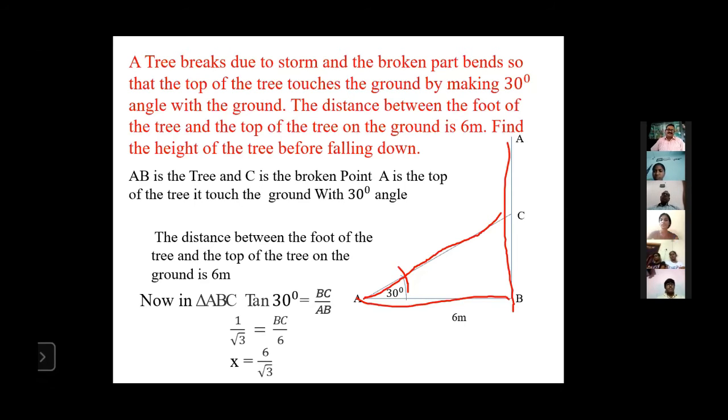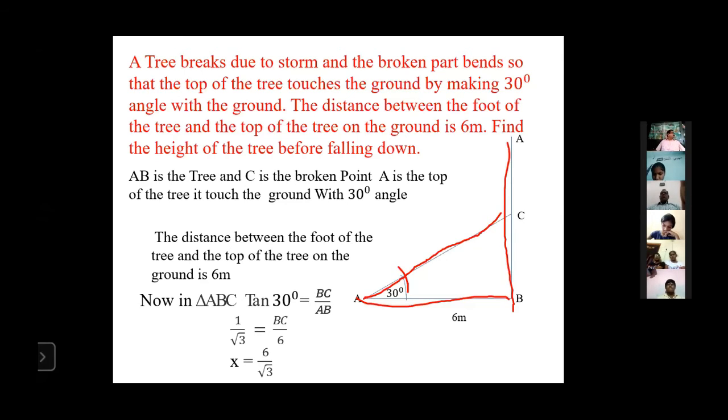Thank you, sir. So for this angle, AB is the adjacent side and AC is the hypotenuse. It means adjacent by hypotenuse. What is the trigonometric ratio we use for adjacent by hypotenuse? Cos theta. Yes, you are right. Cos 30 is equal to 6 by AC. What is the value of cos 30?